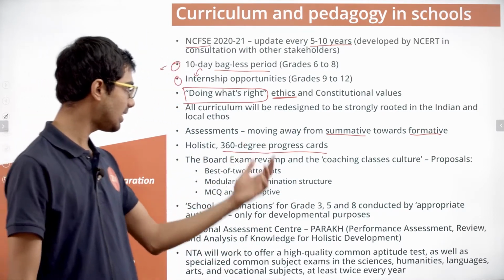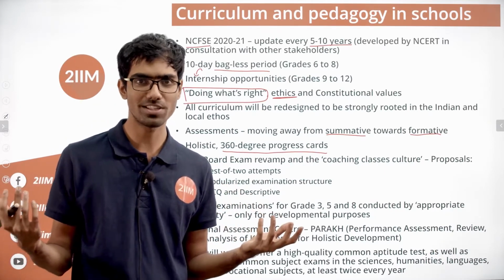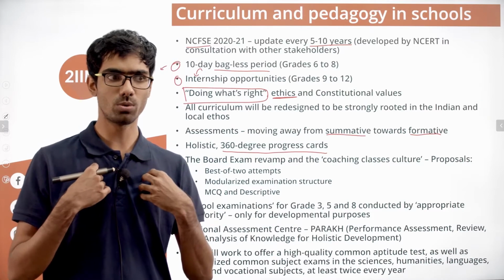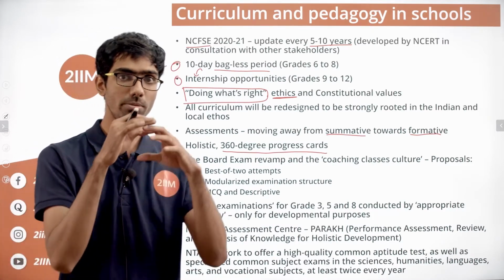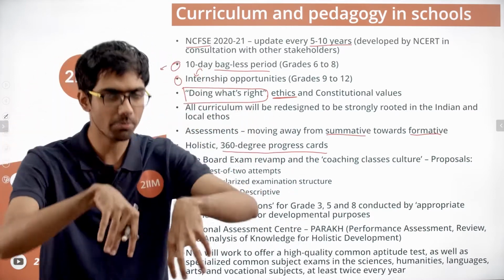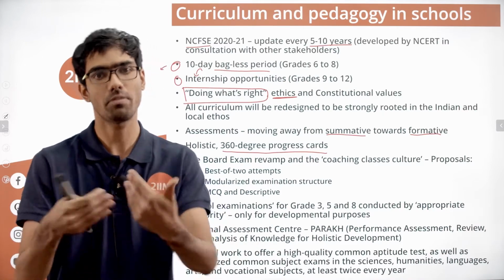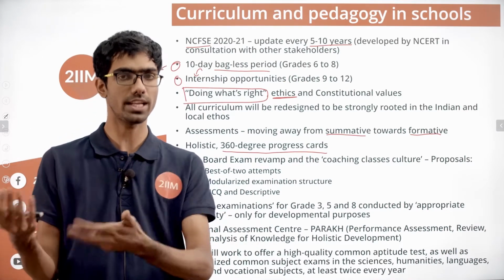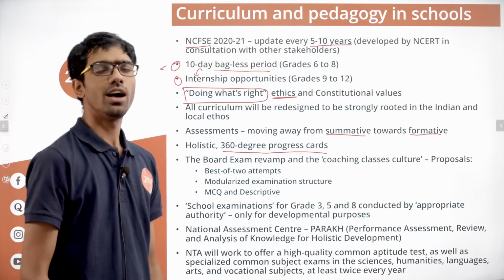But now this 360-degree progress card is more like an annual appraisal that happens in a corporate setup. The student gets to review themselves, and then there's going to be a peer review. There are going to be intangibles put inside the progress card itself. For example, this term, this student helped 10 children might be part of a progress card report, which was not the case previously. The board exam revamp and the coaching class culture.